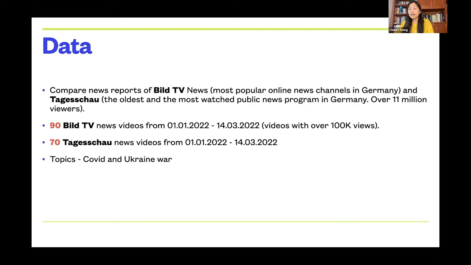The data in our project include one of the most popular online news channels in Germany, that is Bild TV. And we selected 90 Bild TV news videos, and we compare them to Tagesschau videos. Tagesschau is the oldest and most watched public news program in Germany with over 11 million viewers. In this pilot study, we compare 90 Bild TV and, as I said, 70 Tagesschau news videos from the time frame of 1st January to the middle of March. As you can imagine, the news topics around this time are mostly about COVID and the Ukraine war.